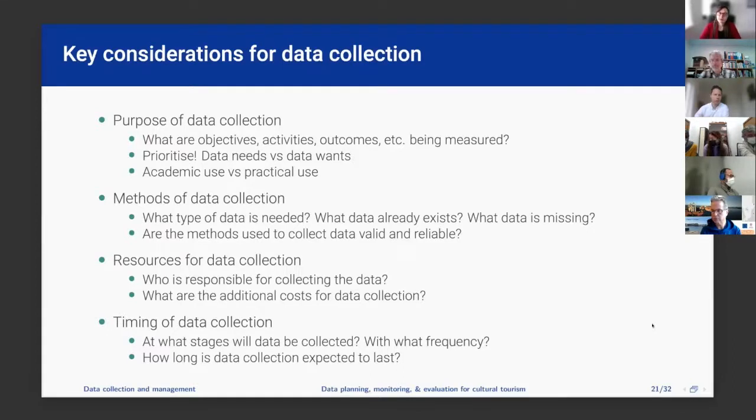You also need to think about your resources for data collection. Who is going to be responsible for this? Not just today, but also, we want these tourist sites to exist perpetually in the future. We want them to sustain in the future. So is there a role that can be filled? Maybe not permanently. Maybe, for example, you have a research assistant and you just have this position that you want to maintain over time. But then also, what are the additional costs for data collection?